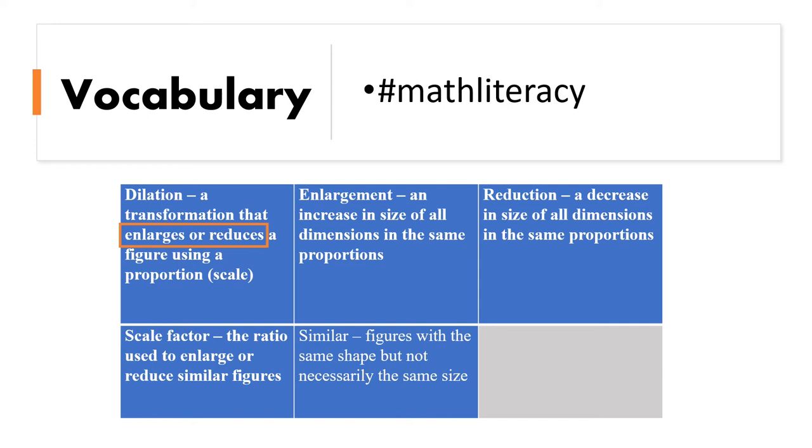One way you can change the size of a shape is to enlarge it, and that's an enlargement, and we increase the size. Another way is a reduction, and that's when you decrease the size. You increase and decrease using a scale factor, and that's a ratio. So you've got to think multiplication, fractions, proportional relationships. And when we create or do a dilation, we end up with something called similar figures. So before we had congruent figures, now we have similar figures. Similar figures are going to be the same shape, but not necessarily the same size.